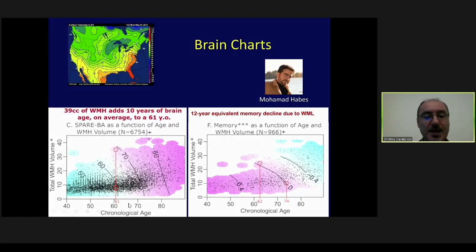For example, if you develop a machine learning based index of brain aging, the SPARE-BA score as we call it, and you plot it in color code here against the age and white matter lesions in the brain, you see that, for example, a 61-year-old who has a lot of these lesions looks 10 years older. His brain or her brain looks 10 years older than the brain of a person at the same age who has few of these white matter lesions.